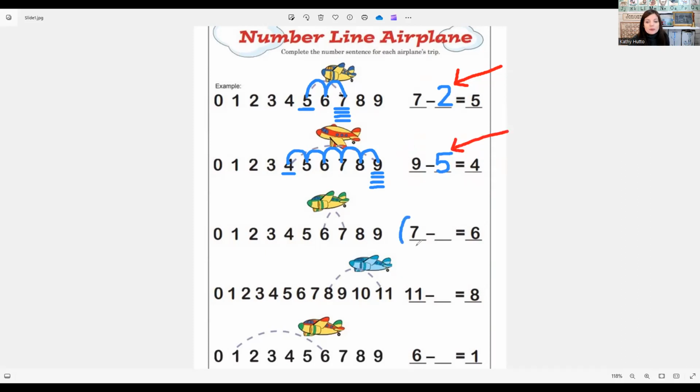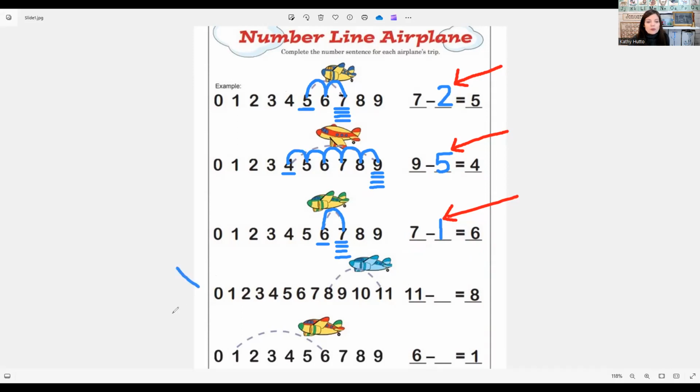Next, we're going to begin at number 7. That's where the plane takes off from. And we're going to end at number 6. Ready for takeoff. 1. We only flew 1 space. So let's write number 1 here. 7 minus 1 equals 6.